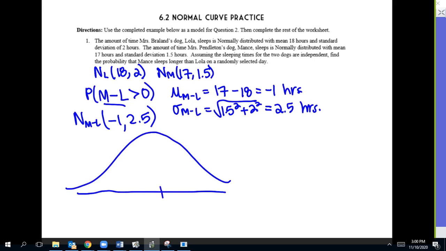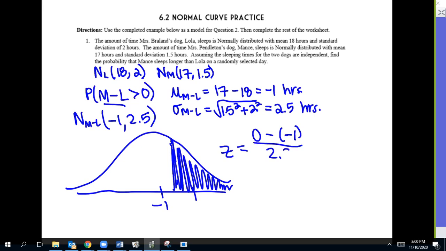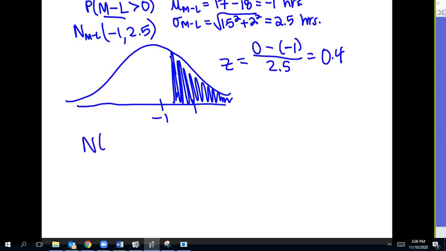Okay, so now it's just a regular old normal curve problem, and so we're going to draw the normal curve. Our mean is -1. I need to find 0, and our standard deviation is 2.5. So to get to 0, I would go up, and it would be about right here. And so I find the z-score. Z equals value minus mean over standard deviation. So I'll just do 0 minus -1 is +1 over 2.5. And I get 0.4. And so remember how we do all this? We have to write capital N, 0, 1 for the z-score, our standardized curve.